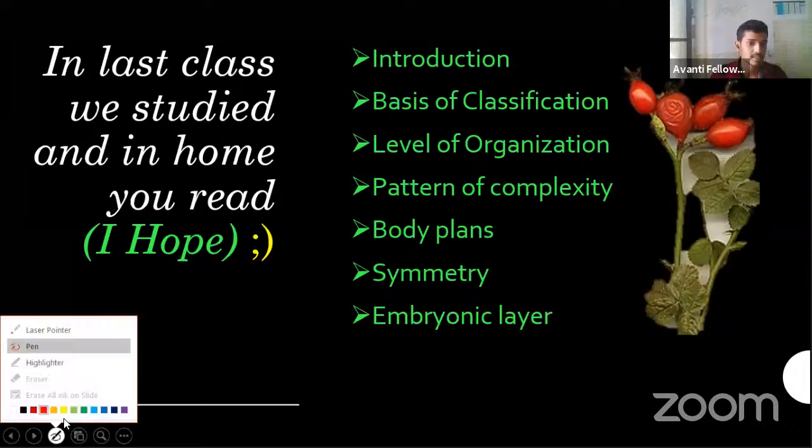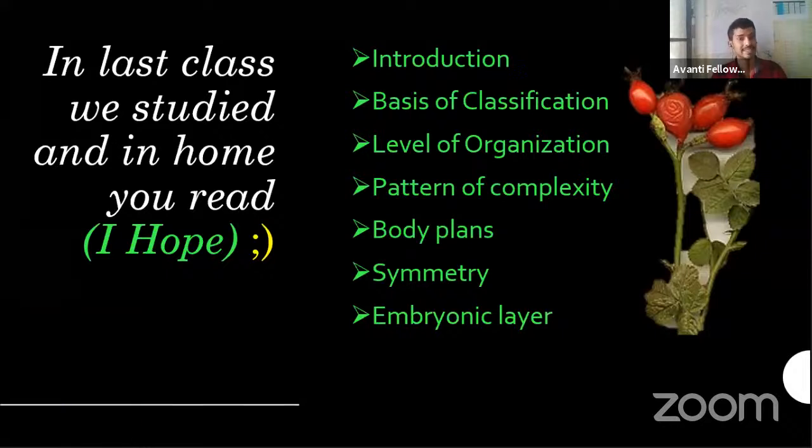So we will make an introduction on the basis of what we differentiated the organisms, right? The basis of classification and level of organization: cell aggregate level, tissue level, organ level and organ system level, and pattern of complexity. How complex it became. Is it a complete or incomplete digestive system, a closed or an open kind of system, that we saw. And in body plans it's almost related to these things only.